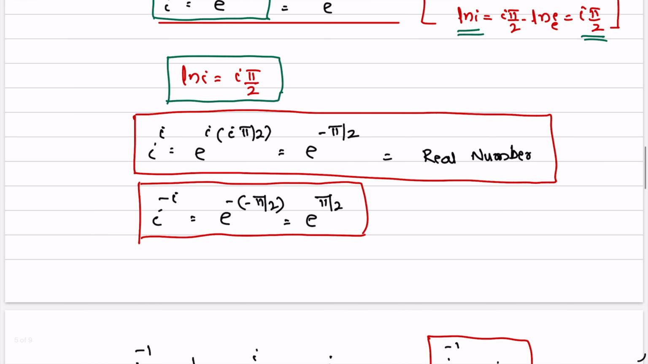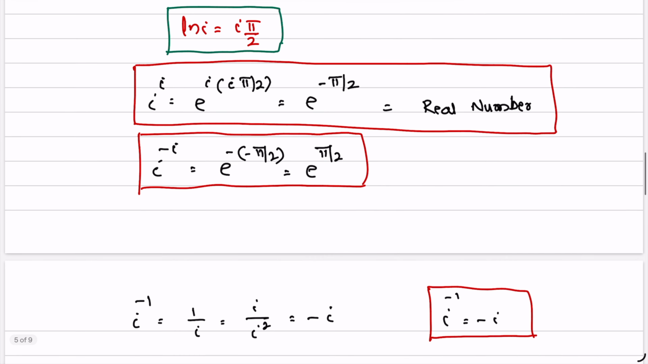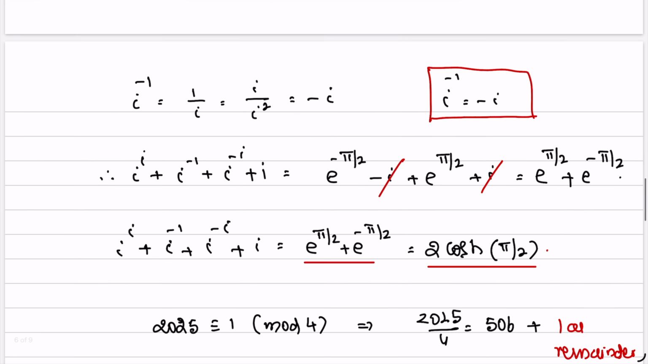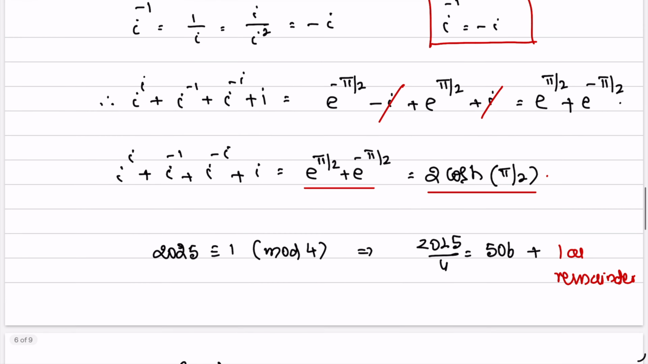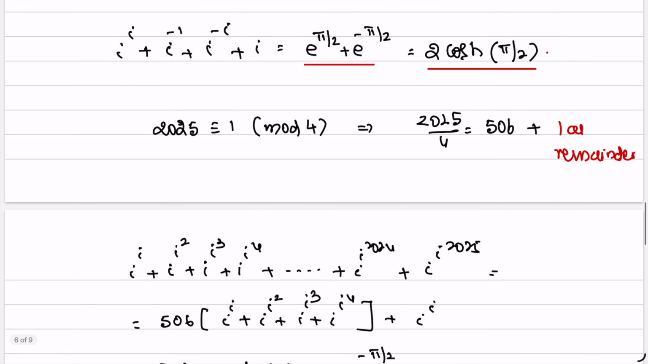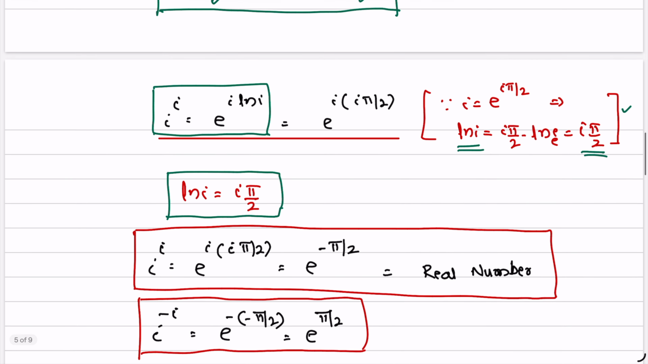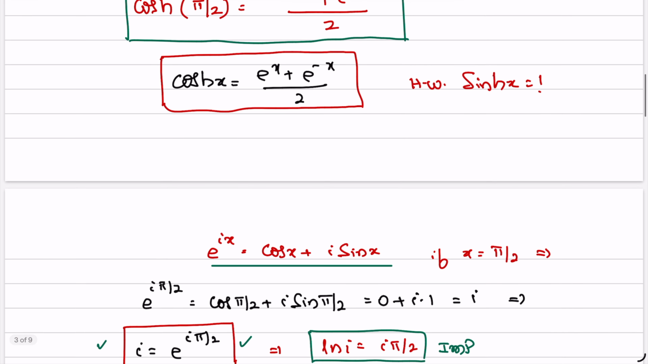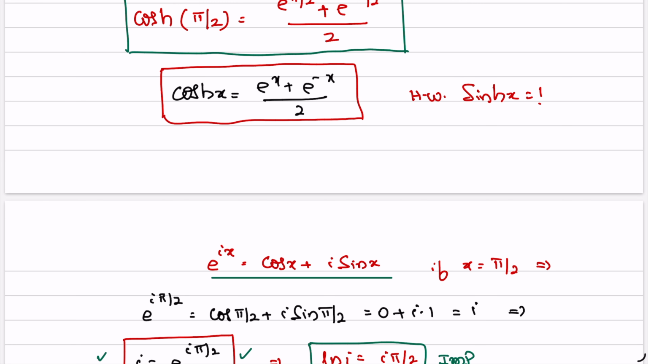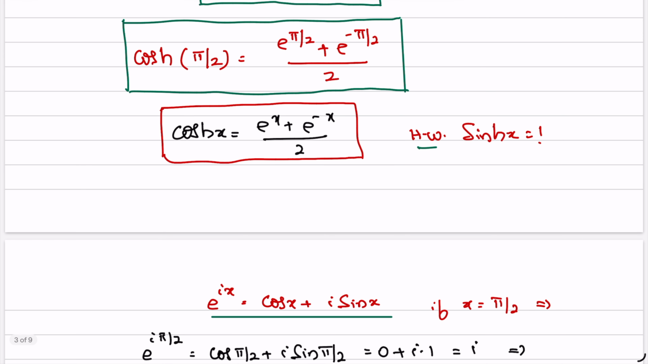Now, from this, we have solved the problem by substituting these derived values, and also we have got another definition of cos hyperbolic x: e to the power of x plus e to the power of minus x by 2. And as homework, please work out from your side what is the value of sin hyperbolic x. Cos hyperbolic pi by 2 is equal to e to the power of pi by 2 plus e to the power of minus pi by 2, by 2.